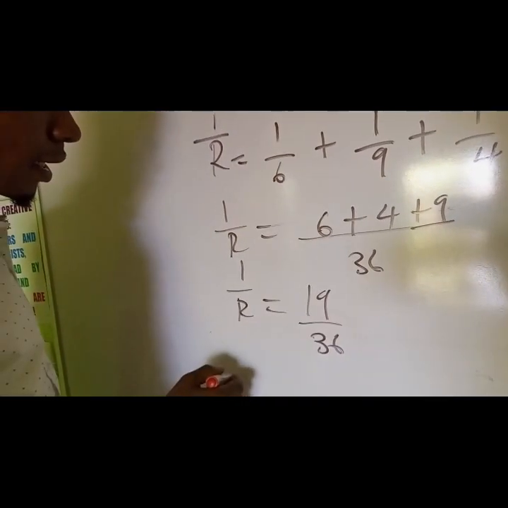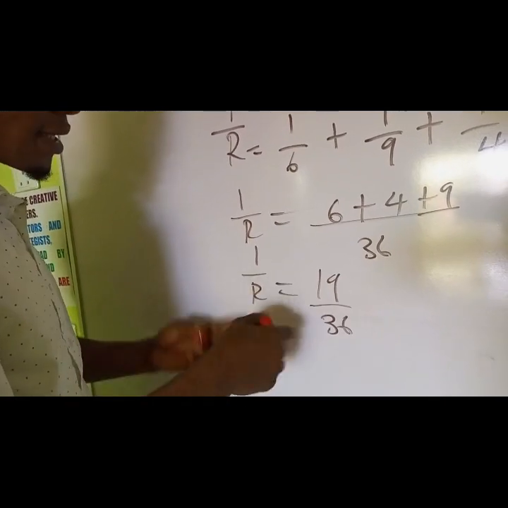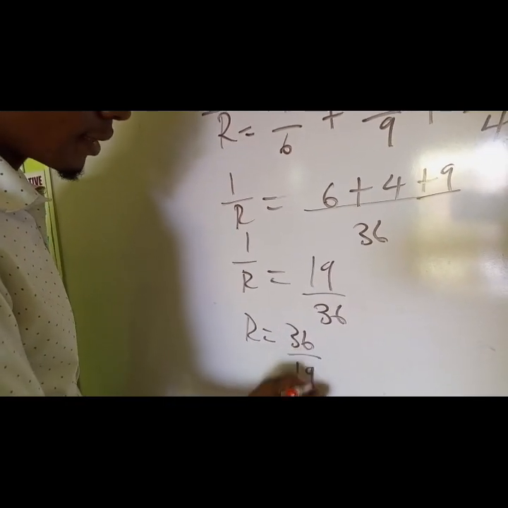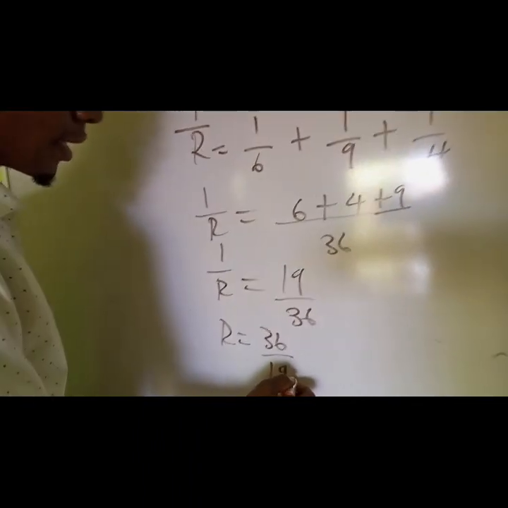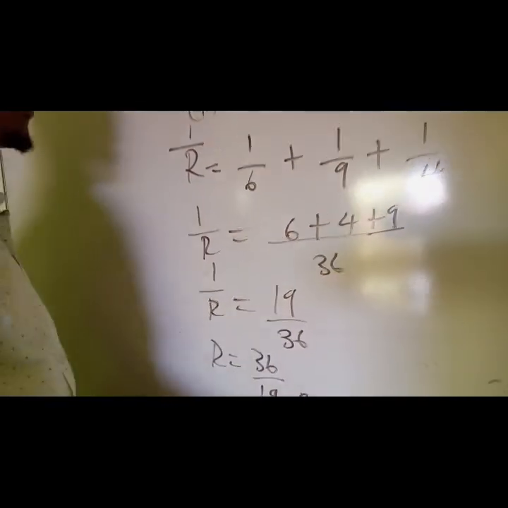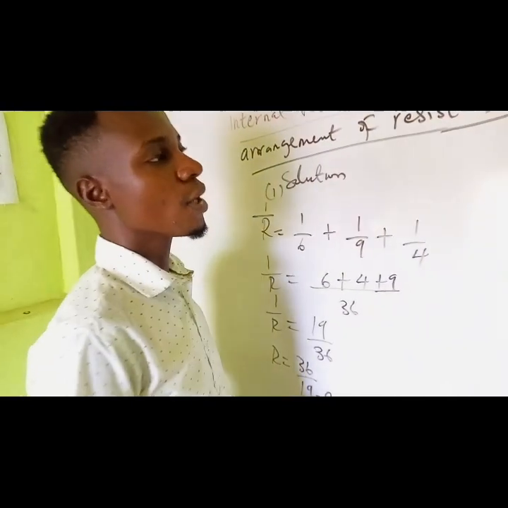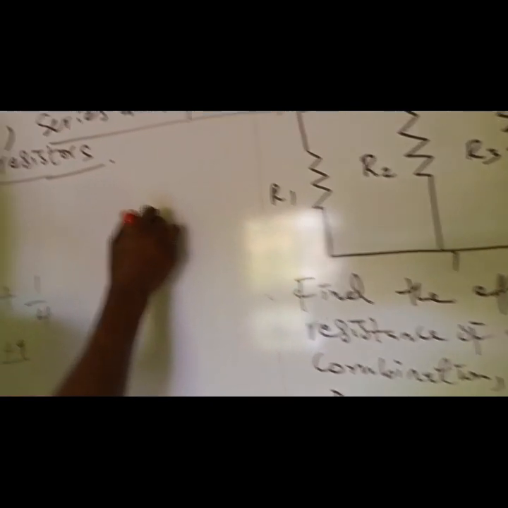So therefore, when we want to get our resistance, we turn this very fraction upside down. We have 36 over 19. So when you divide out, whatever you obtain is your answer in ohms. This is how to solve this very problem if you are given such a problem to solve. That's number 1. We have dealt with that number 1 question.